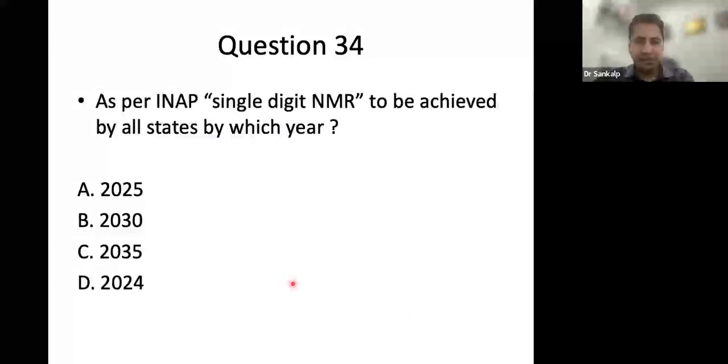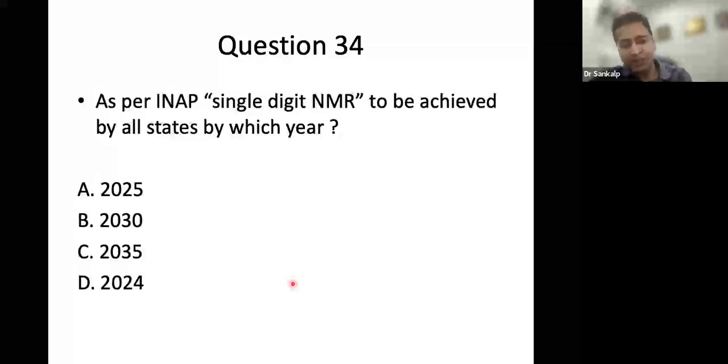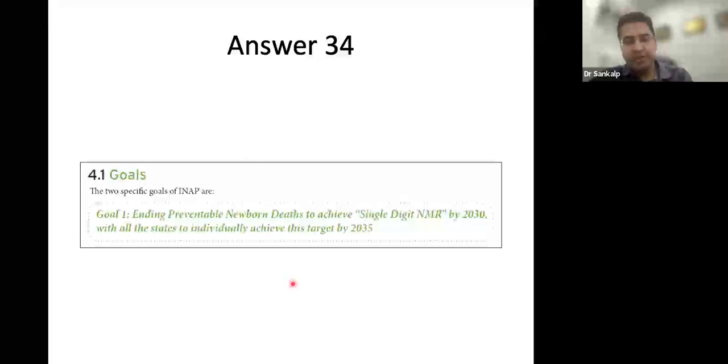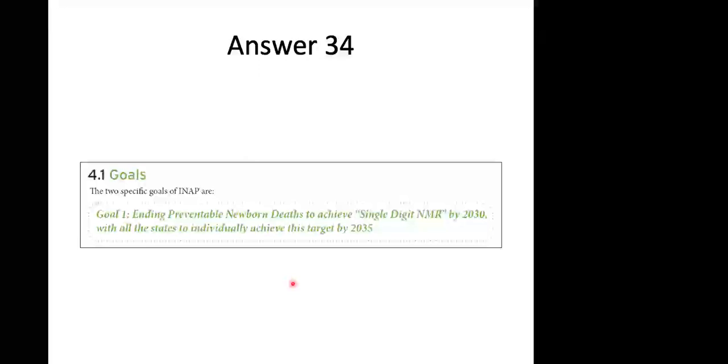So as per India Newborn Action Plan, single digit NMR, we saw that current NMR is 22. But what is our target? Till when do we want the NMR to reduce to less than 10? The target of this program is till 2035, option C. So the government targets that by 2035, they want the NMR to reduce to less than 10, with all the states individually targeting this by 2035. So the answer is 2035, not 2030.